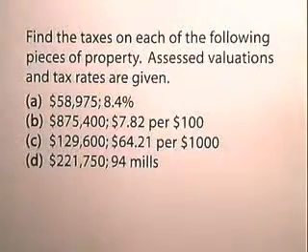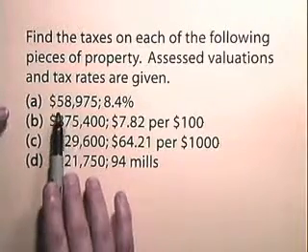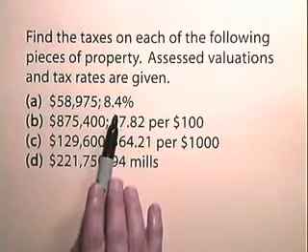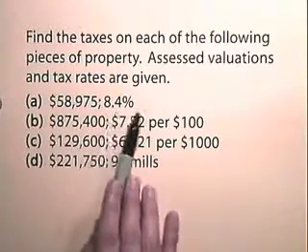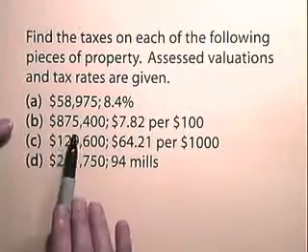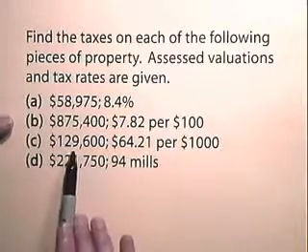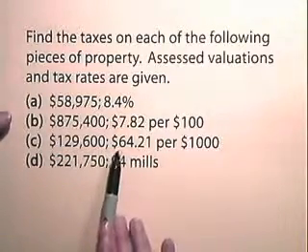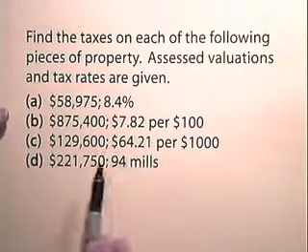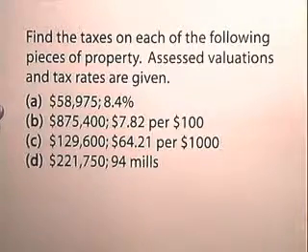Now let's calculate the tax given the tax rate and the value. Find the taxes on each of the following pieces of property. Assessed valuations and tax rates are given below, and we have property that's $58,975. That's assessed at 8.4%. We have $875,400. That's taxed at $7.82 per hundred. We have $129,600. That's taxed at $64.21 per thousand. And we have $221,750. That is taxed at 94 mils.